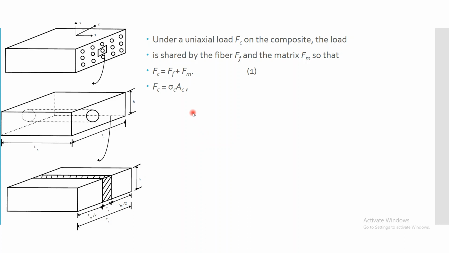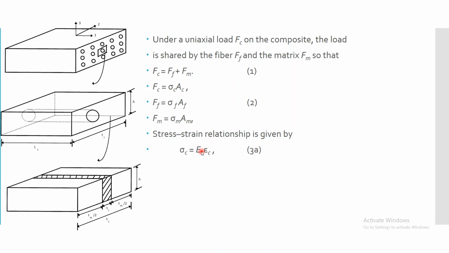and similarly, force carried by fiber is equal to stress developed in the fiber multiplied by area of the fiber, and subsequently we will get the relations for the matrix also. So FM is equal to sigma m into Am. And we can also develop the relations of the force, stress with the strain, that is by using Hooke's law.